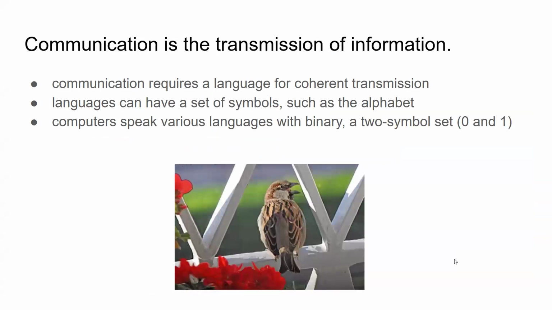So now we'll jump into a discussion on communication. Communication is the transmission of information. Here I've got a bird. The bird's chirping, sending some kind of signal to surrounding birds, probably. And communication requires language for coherent transmission. Languages can have a set of symbols, such as the alphabet, and computers can speak various languages with binary. So it's a two symbol set, right? We've got 0 and 1. We can convey a lot of different information with just these two symbols.